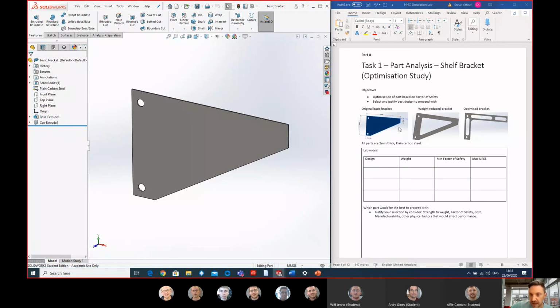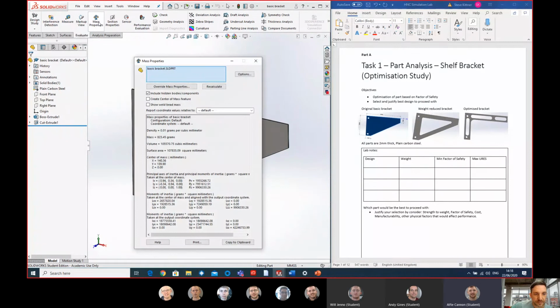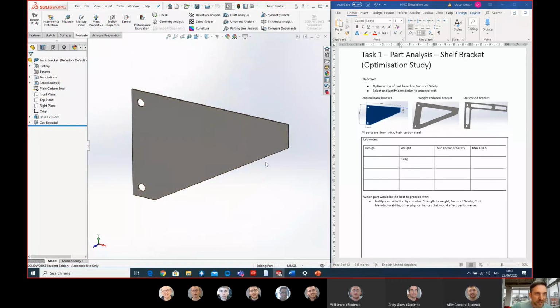So first thing then, just looking down their little table, first thing I want to do is take a weight of this part. So they're all plain carbon steel. I think I've shown you this in the classroom before. So I'm going to go to Evaluate and Mass Properties. And then if we look down the mass properties, we've got a mass here of 823 grams. Okay, so 823, let's write that in there actually. 823 grams.